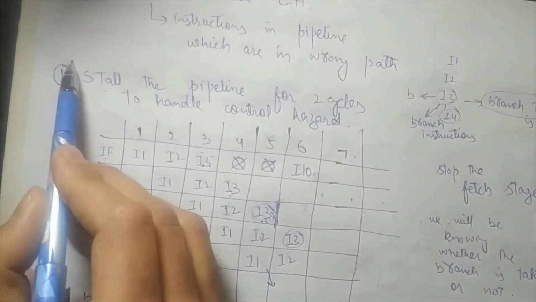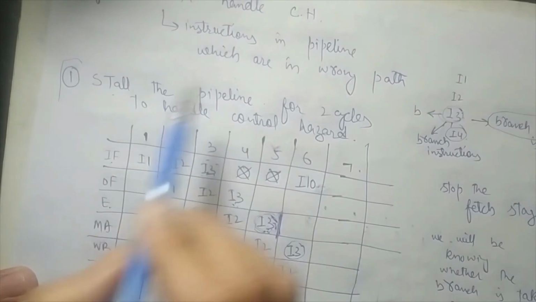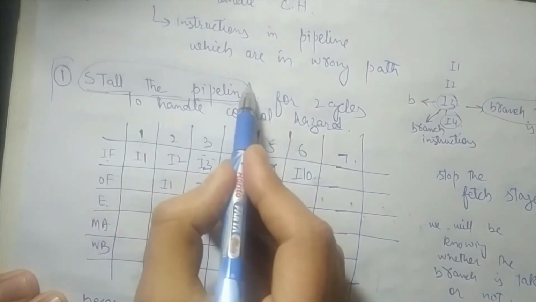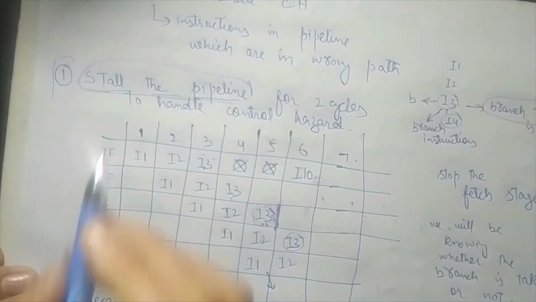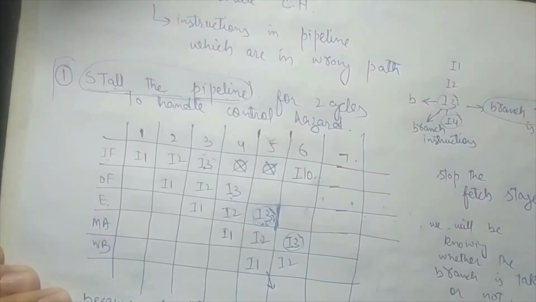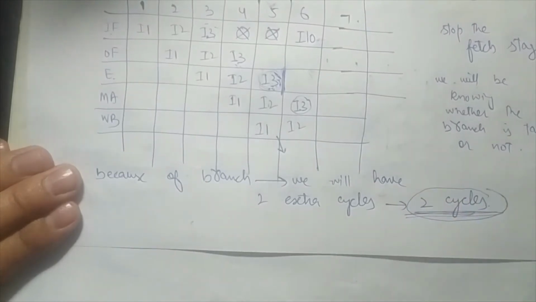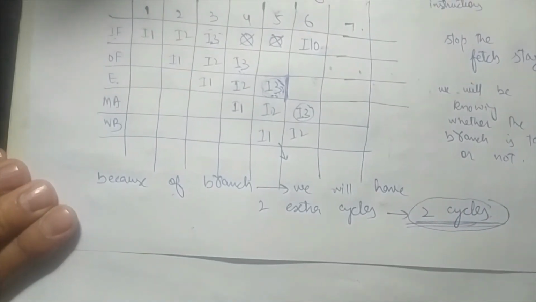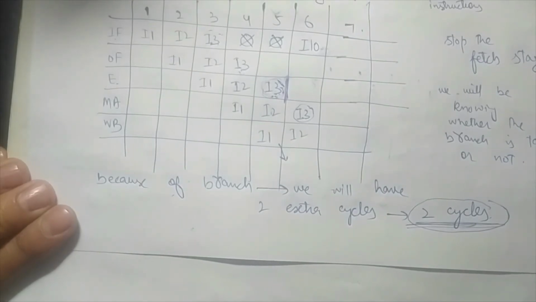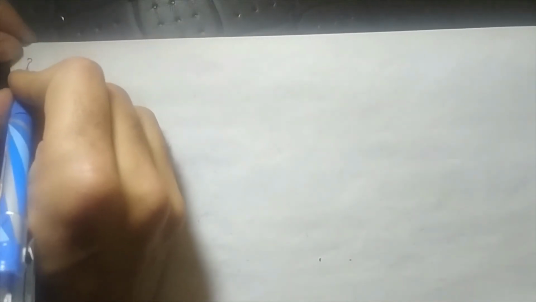This is the scenario when we handle the control hazard by stalling the pipeline. So one solution to handle the control hazard is to stall the pipeline. However, this solution results in a two cycle penalty for every branch instruction. Fine. Now let's see the second solution, which is called a delayed branch.